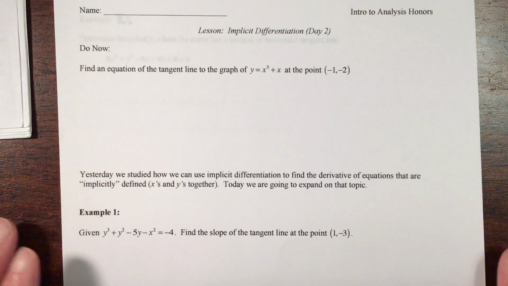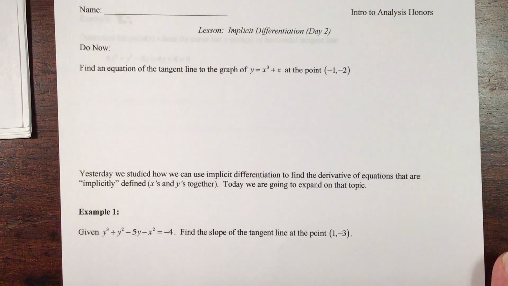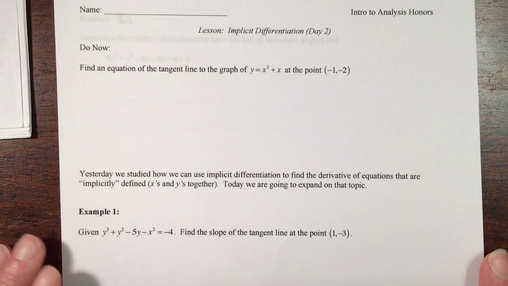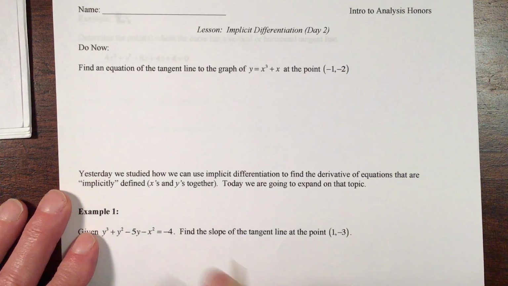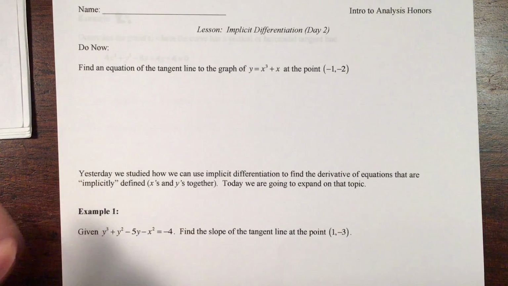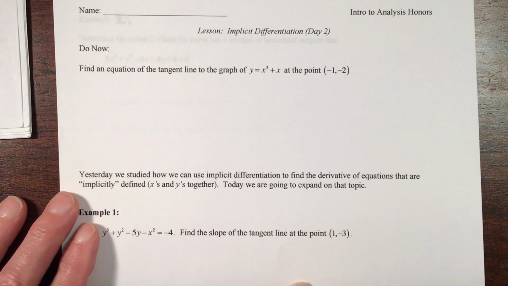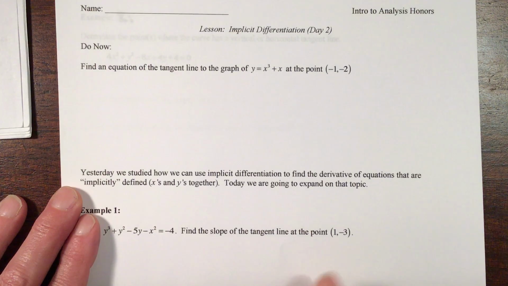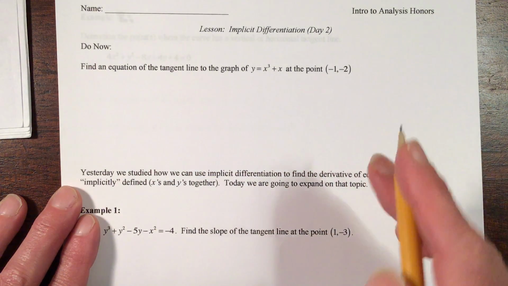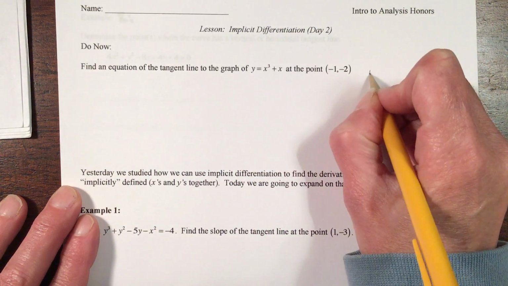Hello everybody. Today we're going to be on our second day of implicit differentiation, and typical to how I run things in the classroom, we're going to start with something we know how to do. So for our do now, if I ask you to find an equation of the tangent line to the graph of y equals x cubed plus x at the point -1, -2, I hope you guys could jump right into this. Our equation is what we're used to seeing.